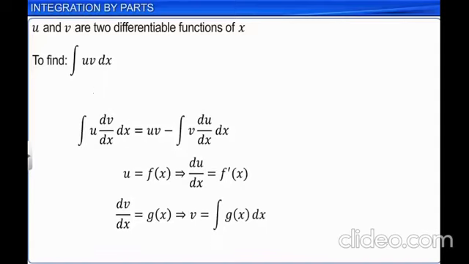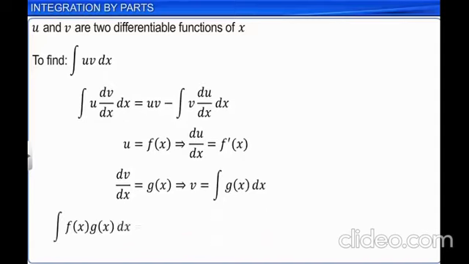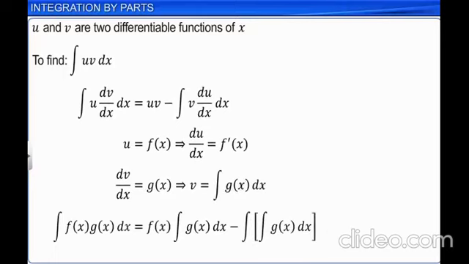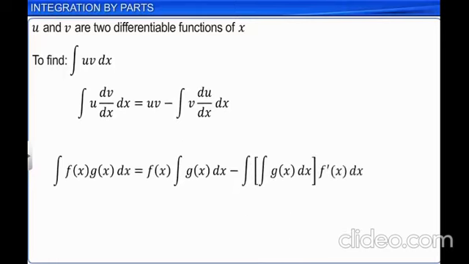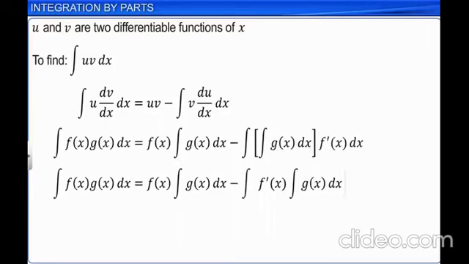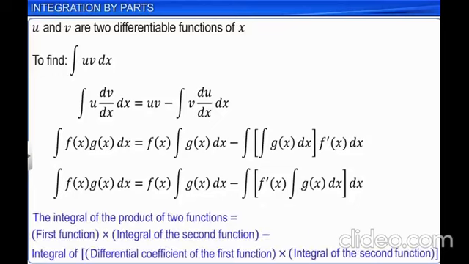Substituting these values in the original expression, we get the integral of the product of the functions f of x and g of x with respect to x, as shown here. If we take f as the first function and g as the second function, then the integral of the product of two functions can also be defined as the first function multiplied by integral of the second function minus integral of the differential coefficient of the first function into integral of the second function.